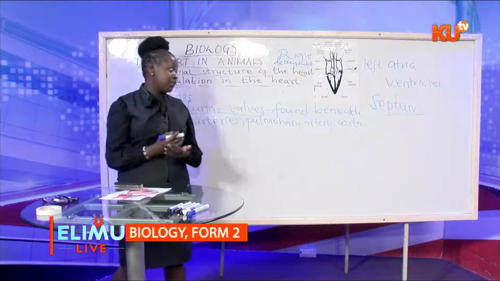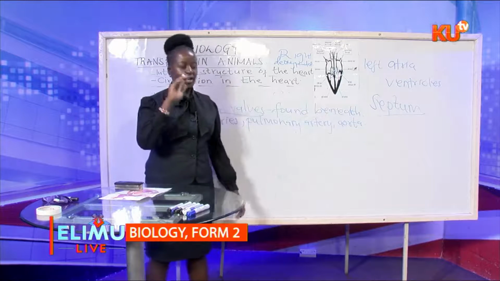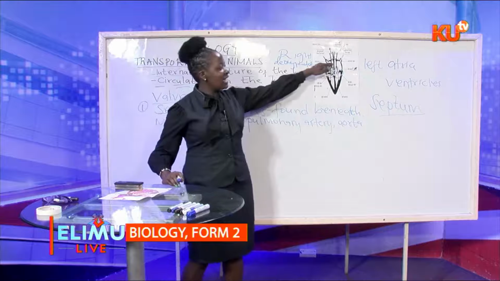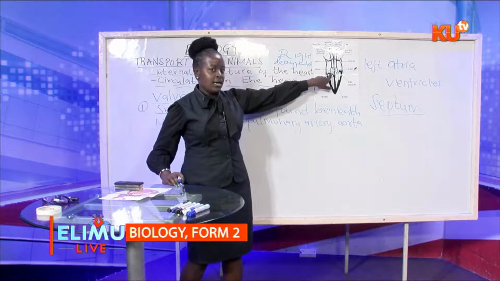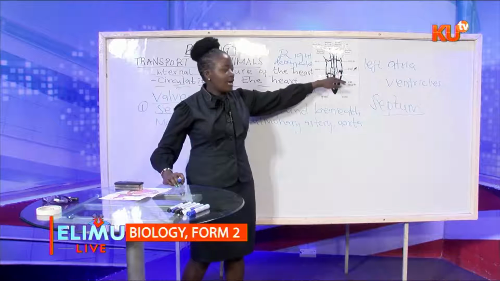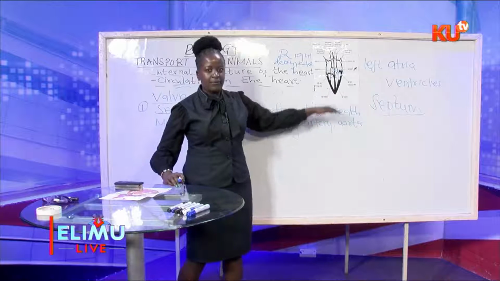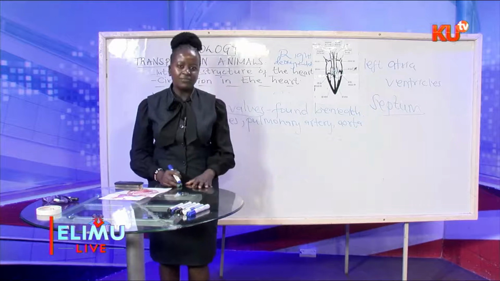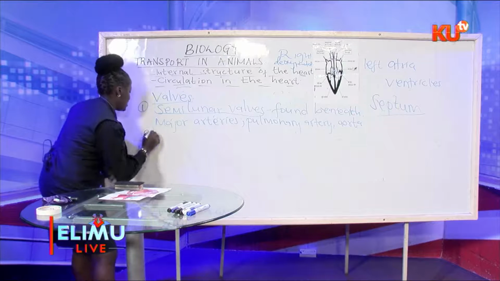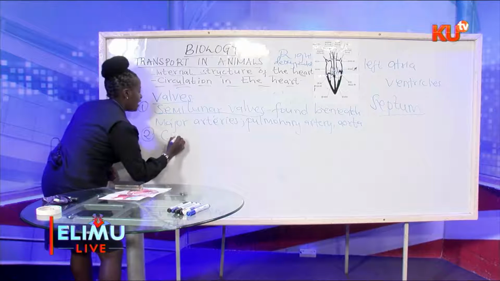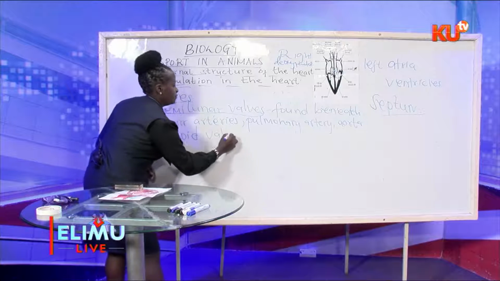We'd really appreciate. So the second set of valves is usually between the atria and the ventricles. So this is one set, and this is another one. They are between the atria and the ventricles. And these valves are usually called cuspid valves. So the second set of valves are cuspid valves.